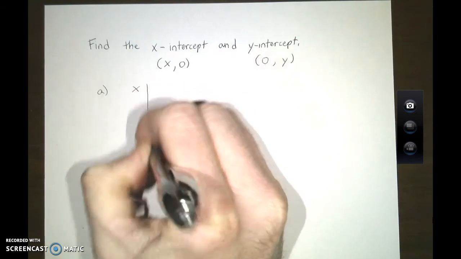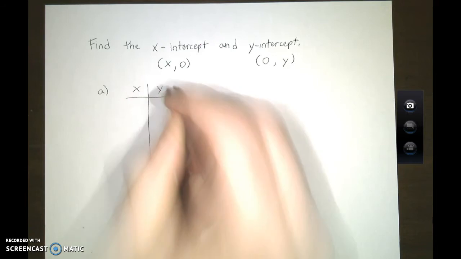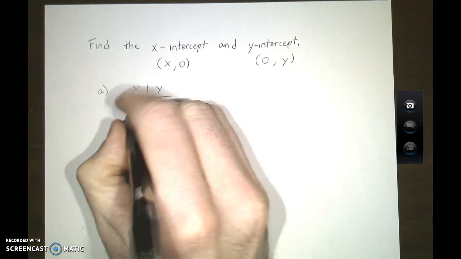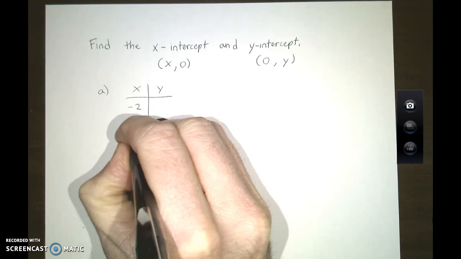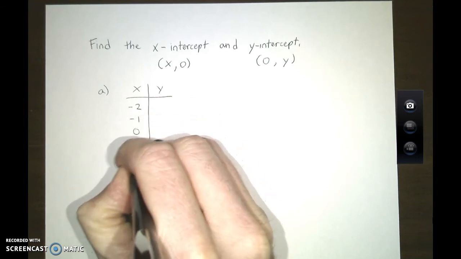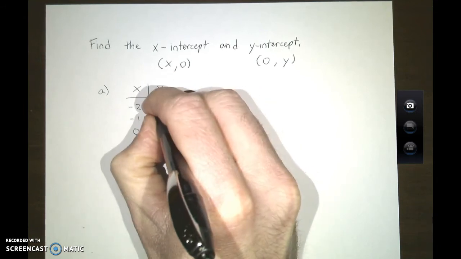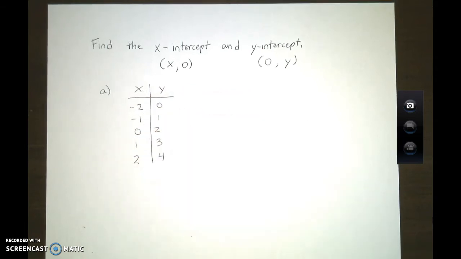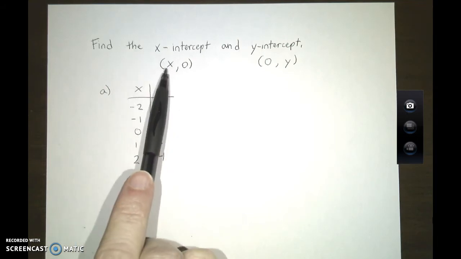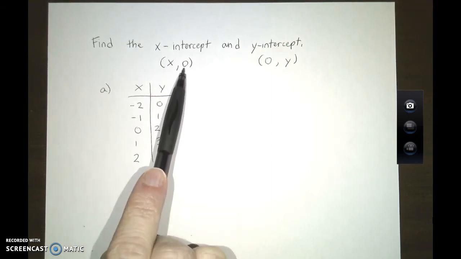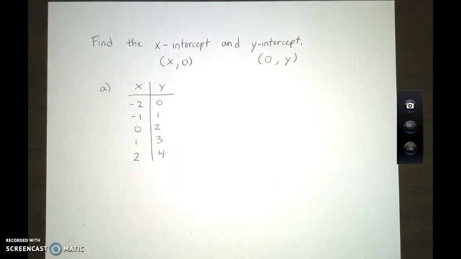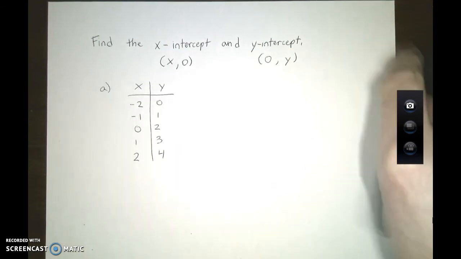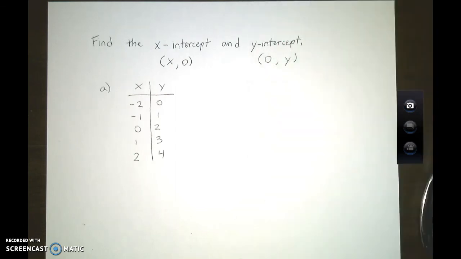Let's say I gave you this table. I have my x values and my y values. If I ask you to find the x-intercept from this table, what I'm looking for is when do I have a value in the y spot that's 0, and then I have a number for the x value. So looking at my table, where do you see the y is equal to 0?